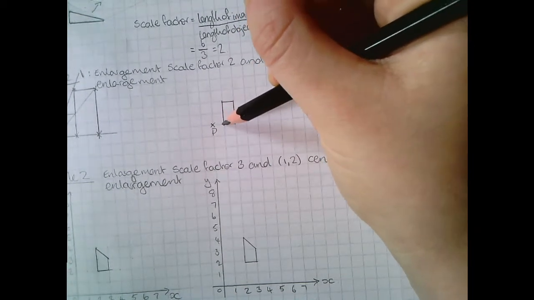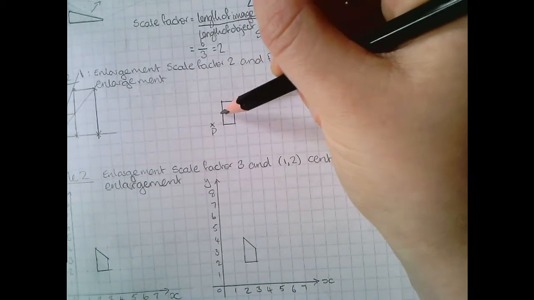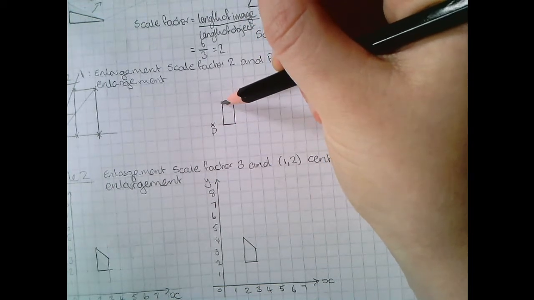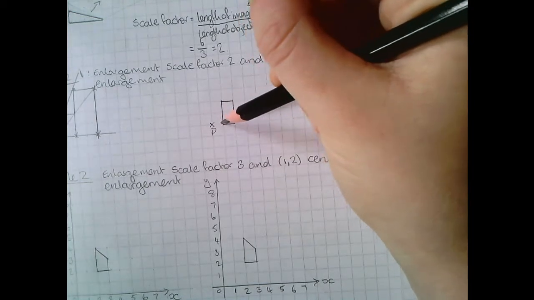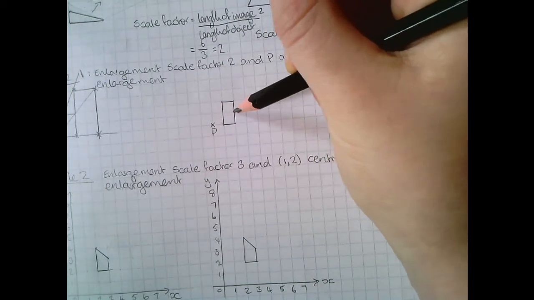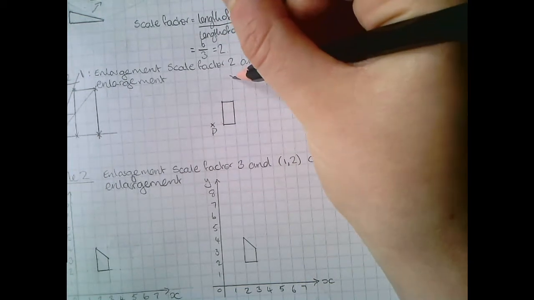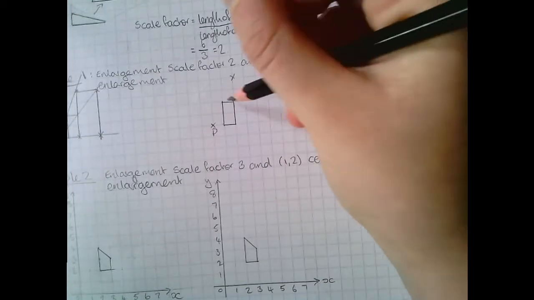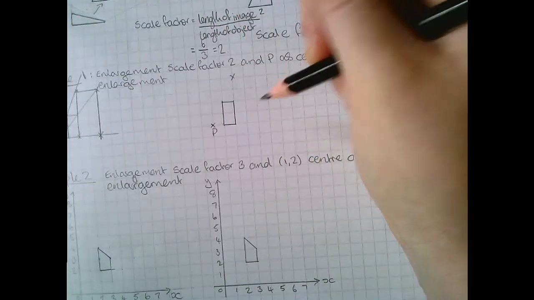So 1 along, so 1 to the right and 2 up. Okay, so now what I'm going to do is I'm going to times both of those by 2. So we're going to go 2 along, and then we went 2 up before, so now we go 4 up. 1, 2, 3, 4. Okay, so that corner is this one here.